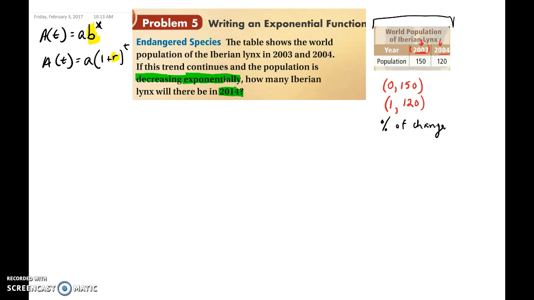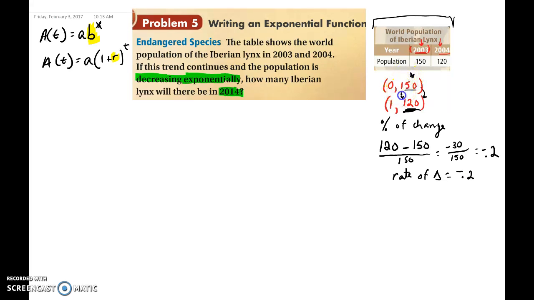All right, so what we need to do is take the new number. It started from 150, and then it went to 120. So we take 120, and we subtract our original number from it. And then we divide by the original number, so it'll be over top of 150. So this is equal to negative 30 over 150, or this is equal to negative 0.2. So that means our rate of change is negative 0.2.